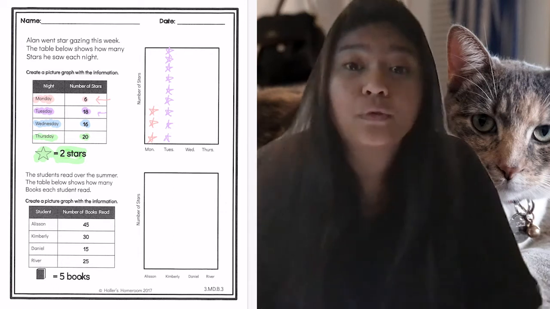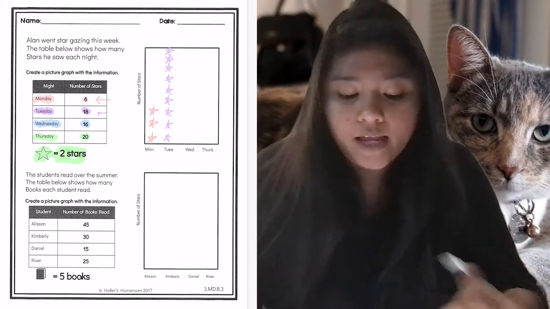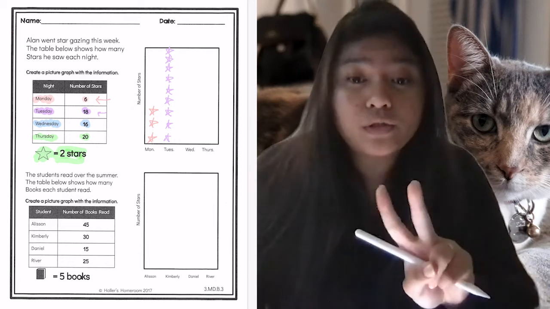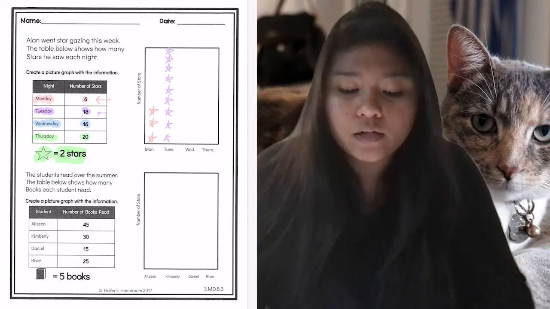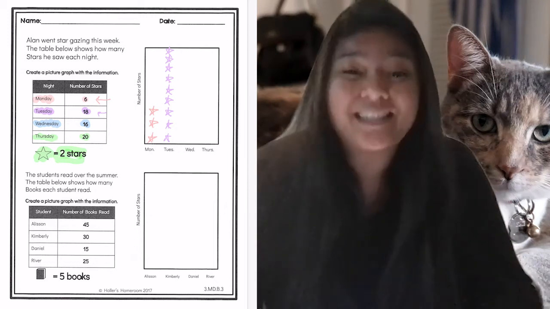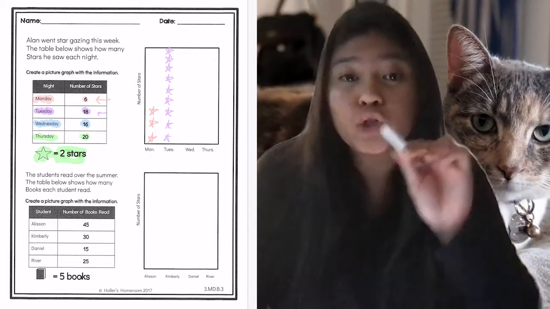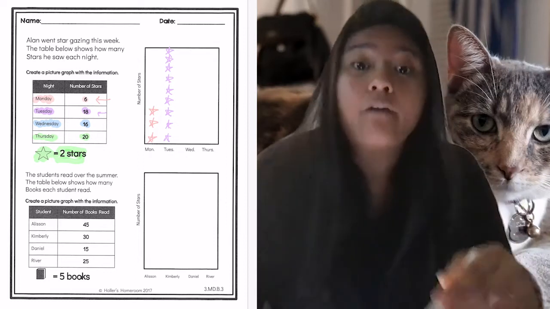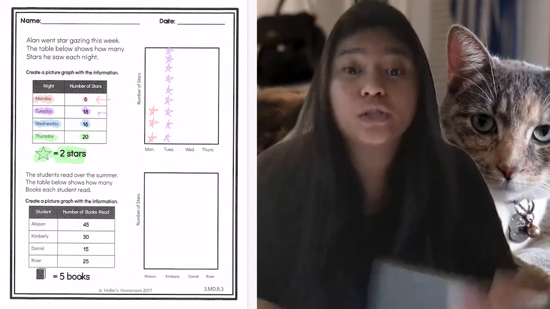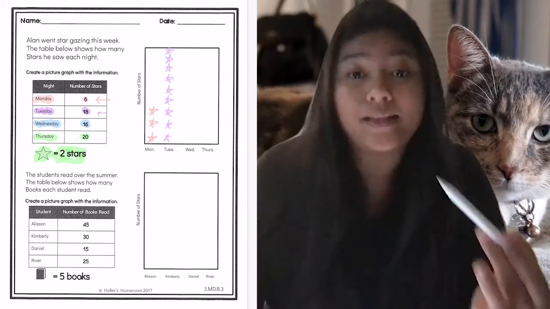Good. So you should say 9 stars because each of the symbols represents 2 stars. And if I skip count by 2s, 9 stars actually means 18 stars. Good. So now I want you to figure out how many stars Alan would need for Wednesday, or how many symbols we're going to need to draw for Wednesday. Ready? Go.